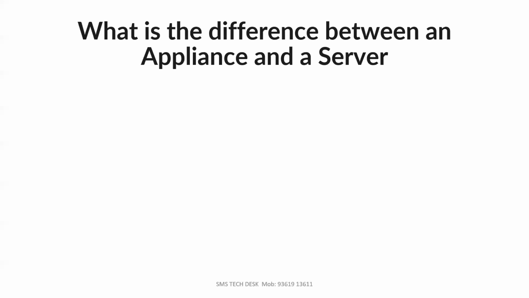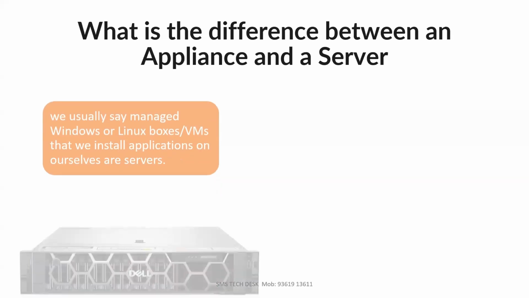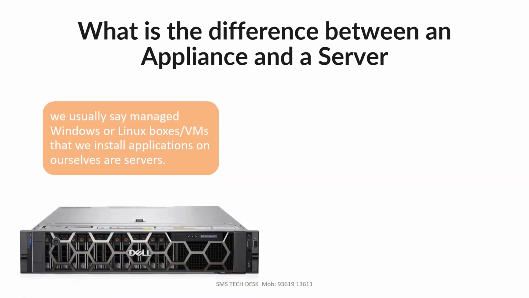Okay. Now let's understand what is the difference between an appliance and a server. Traditionally we used servers. Servers means we procure the server and install an OS, initially Windows Server, Linux, or ESXi. Then we create VMs, or if you install Windows or Linux, we configure some applications for business purposes. So this is called a server.